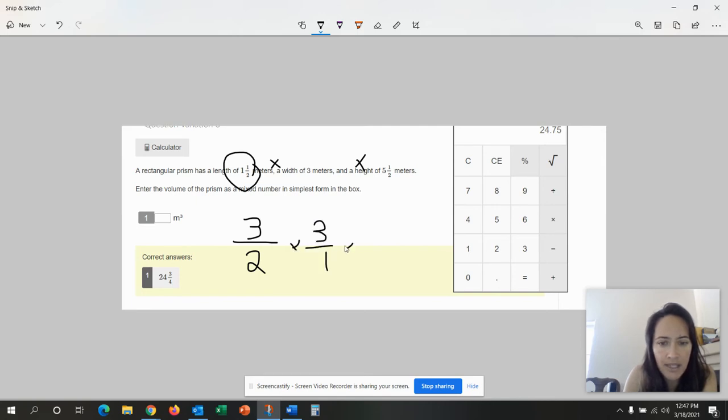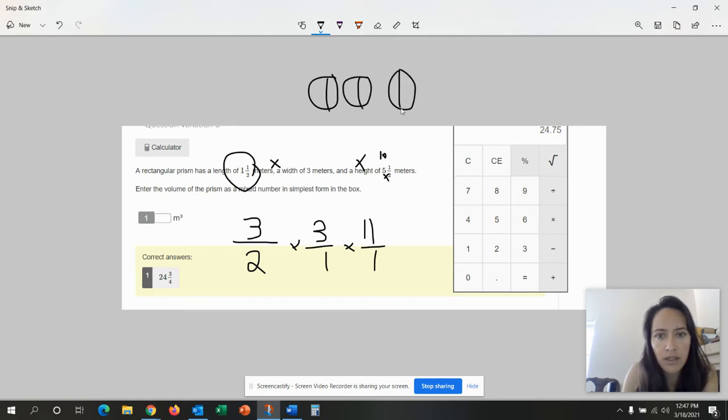3/1 times 5.5 is the same as 11 halves, because 5 times 2 equals 10. So 5 wholes of a half, right? That's 2, 4, 6, 8, 10 and a half is 11 halves. 1, 2, 3, 4, 5, 6, 7, 8, 9, 10, 11 halves. Oops, 11 halves, not 2.